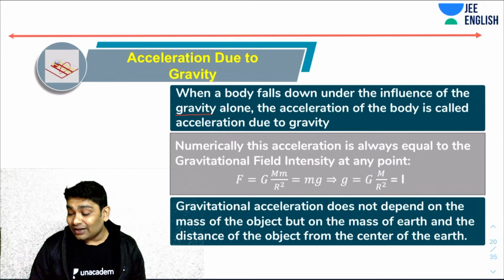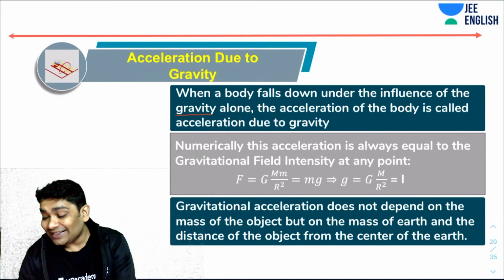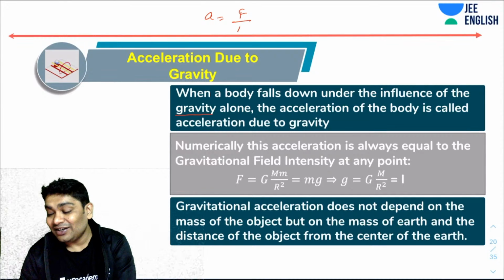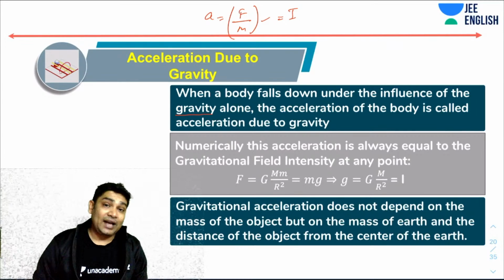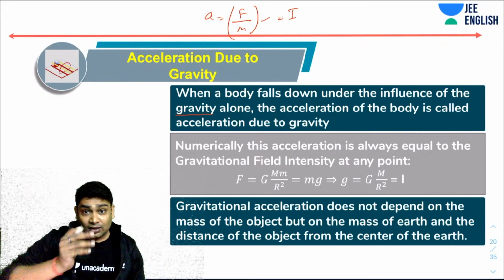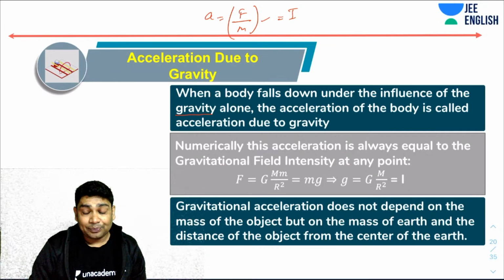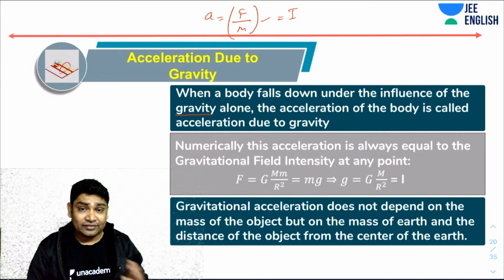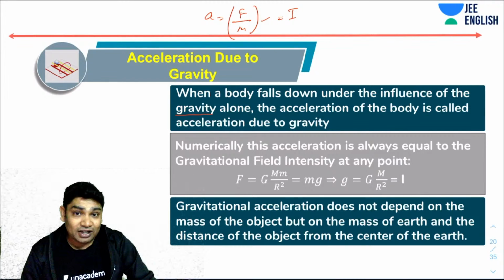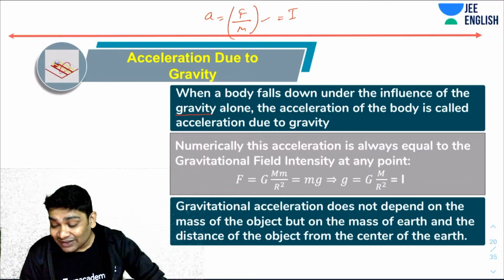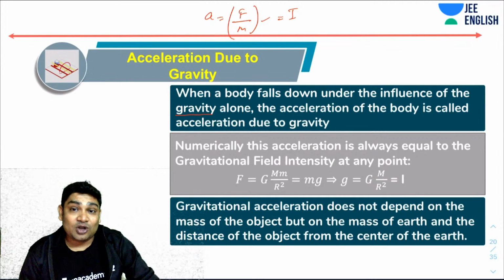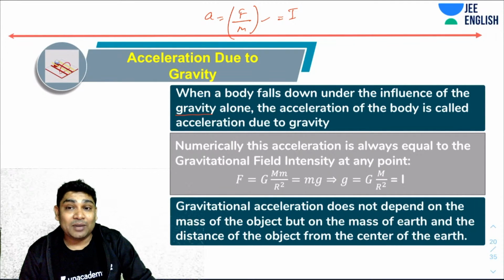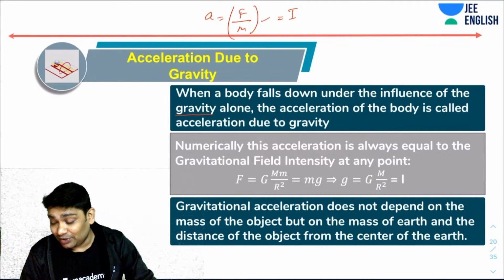Why? You will know that acceleration is force over mass. Now force per unit mass is also equal to the gravitational field intensity. So I can say that acceleration due to gravity in terms of the value will always be equal to the gravitational field intensity, though the two have different definitions, but the formula is always going to be the same. So gravitational acceleration does not depend on the mass of the object, but on the mass of Earth and the distance of the object from the center of the Earth. You can see that from the formula.